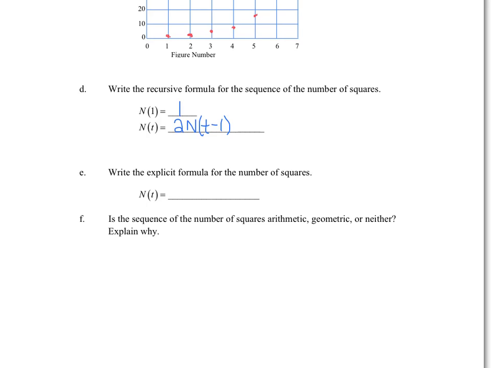When we write our explicit formula in Part E, we have to remember that we should be starting with n of 0, not n of 1. So we know that if n of 1 was 1 block, and we're multiplying by 2 for every previous term, that means that we're dividing by 2 to go backwards. So n of 0 is going to be 1/2. So our explicit formula is our starting amount, which is 1/2, times our common ratio, which is 2 to the power of t. So that is our explicit formula.